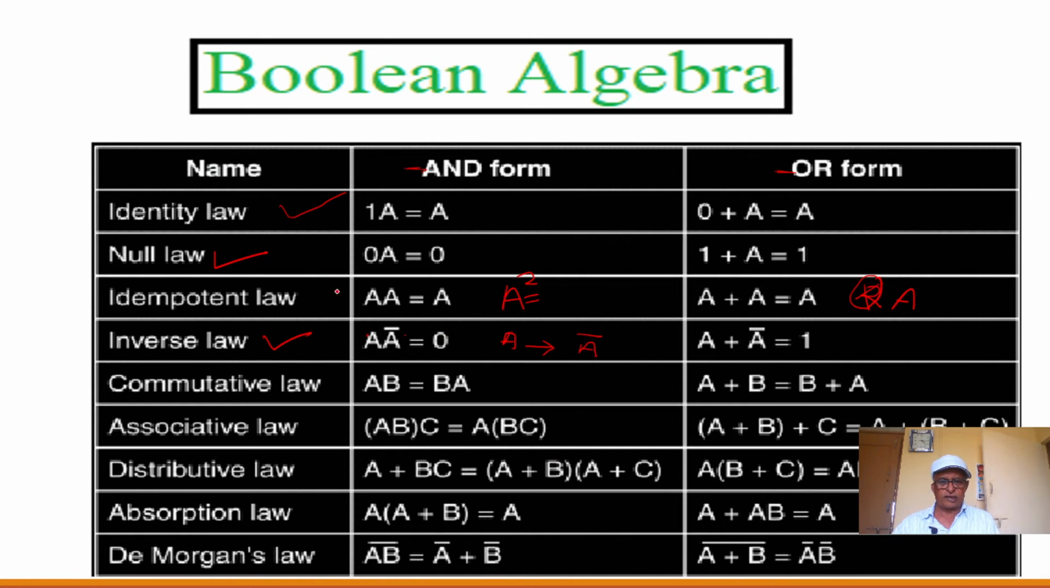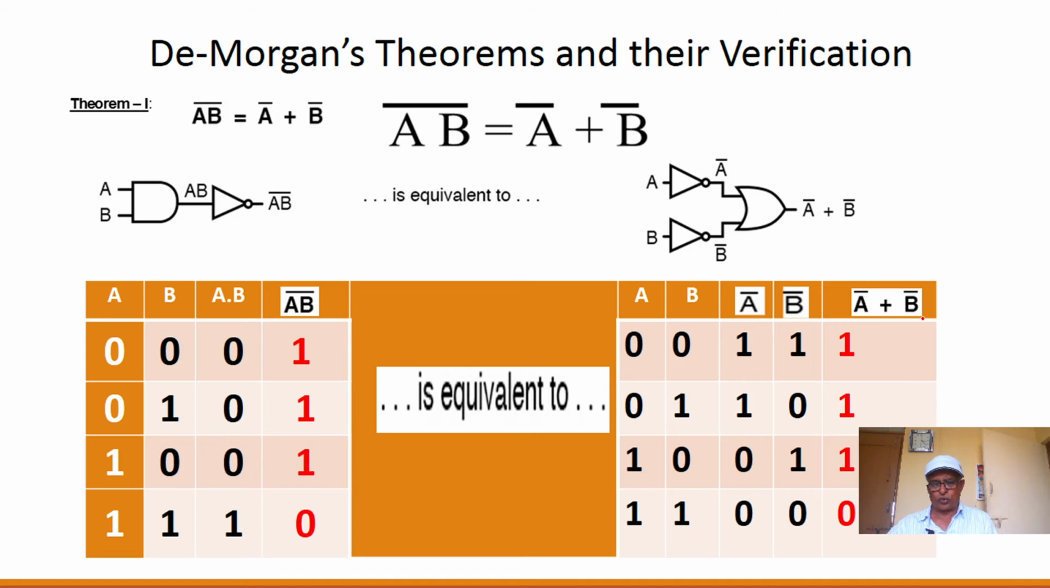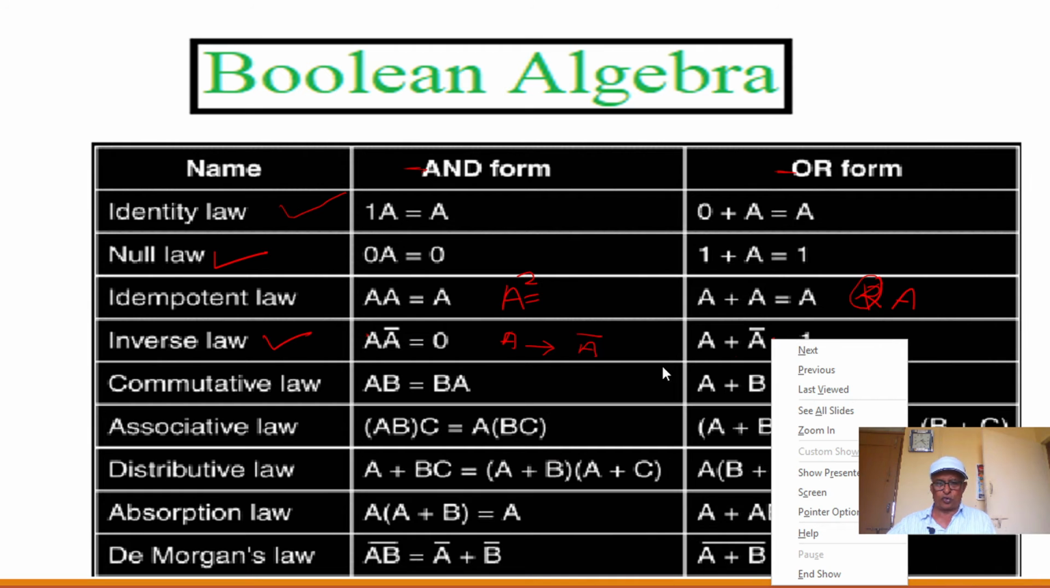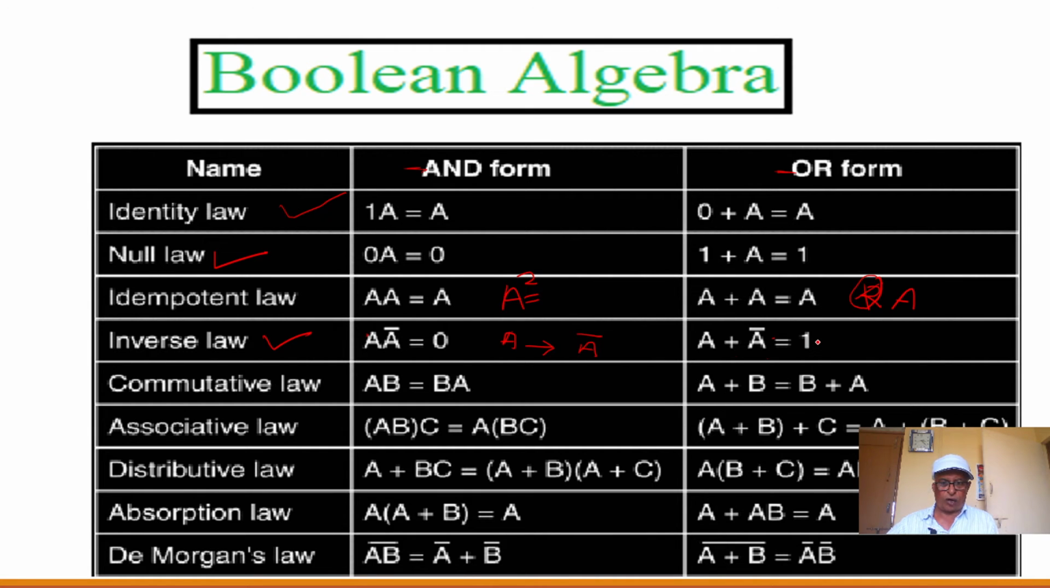Now this law is opposite in OR gate. Means A or A bar, output will be 1. Because in this case what will happen, if we consider A as 0, A bar will be 1. Then also we get output as 1. Or if A is 1, then A bar will be 0, and then also we get output 1.